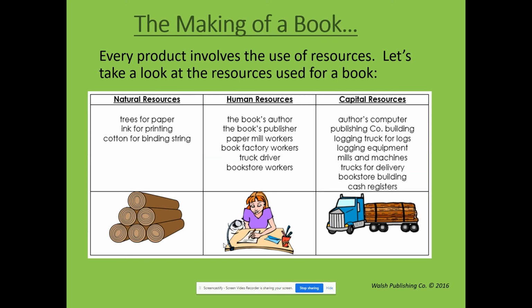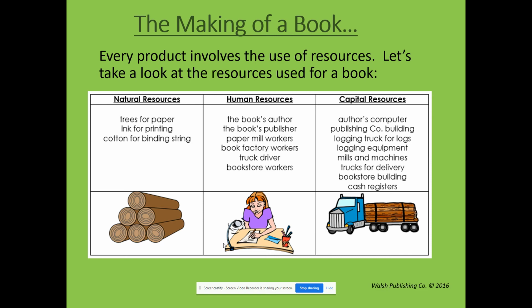So let's just take a look at a book, the 3 factors to make a book. Now we know that a book has several components to it. The natural resources that would go into a book would be the trees for the paper, the ink from the printing, and the cotton. Sometimes when you have a hard copy, it's stitched, the cotton binding or the string or the glue that goes into the spine of the book. Those are all natural resources that come from the earth.